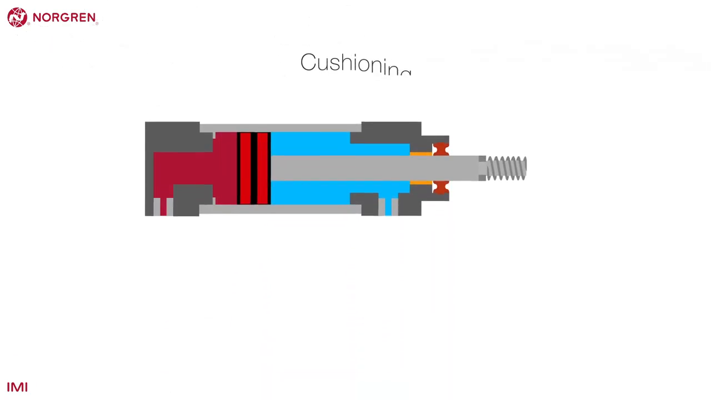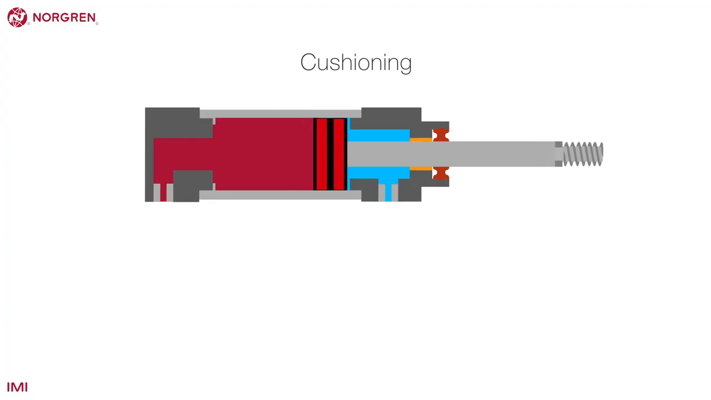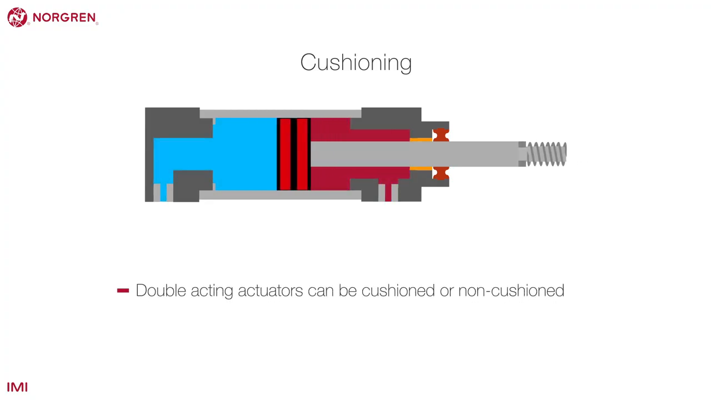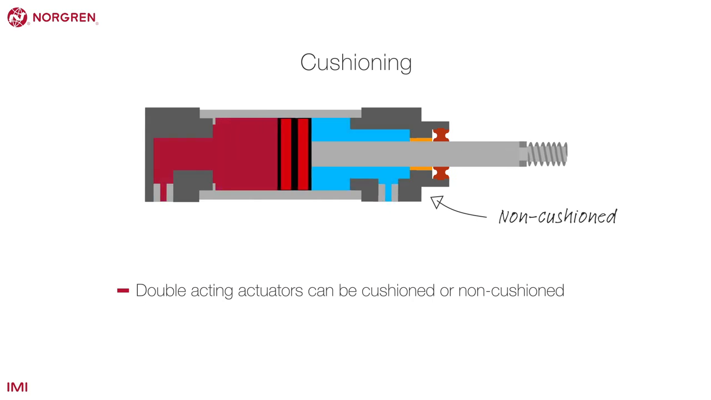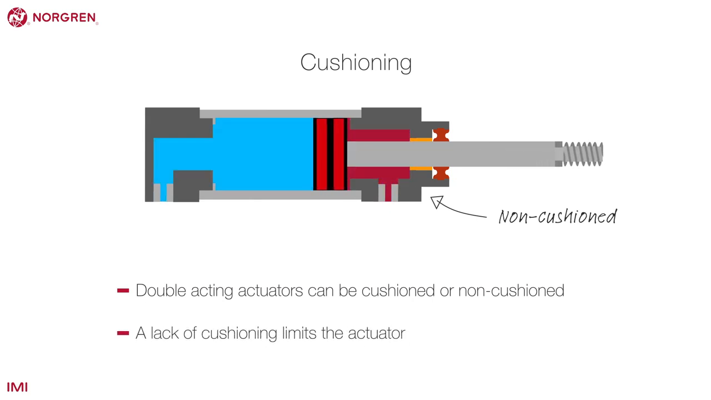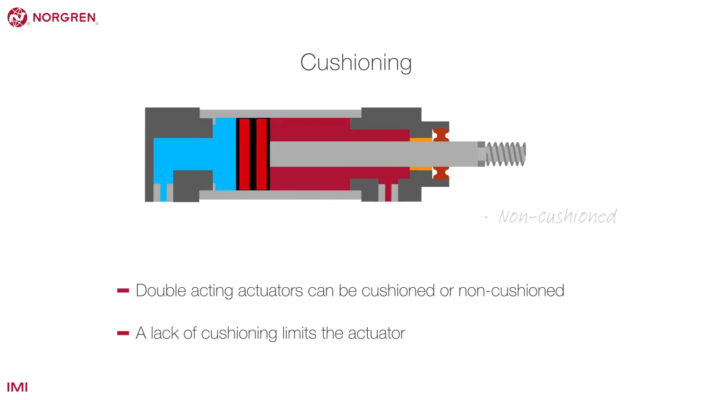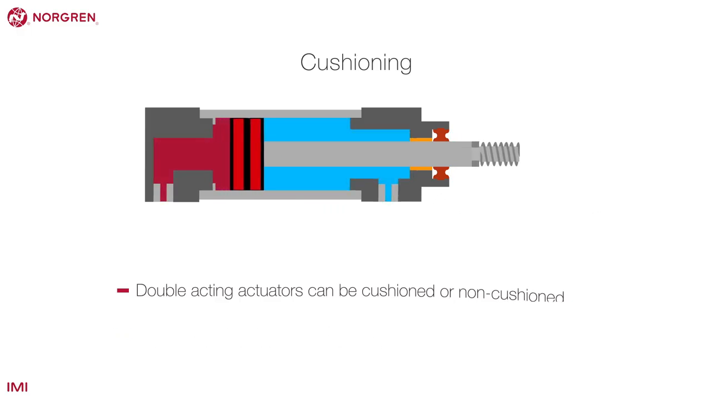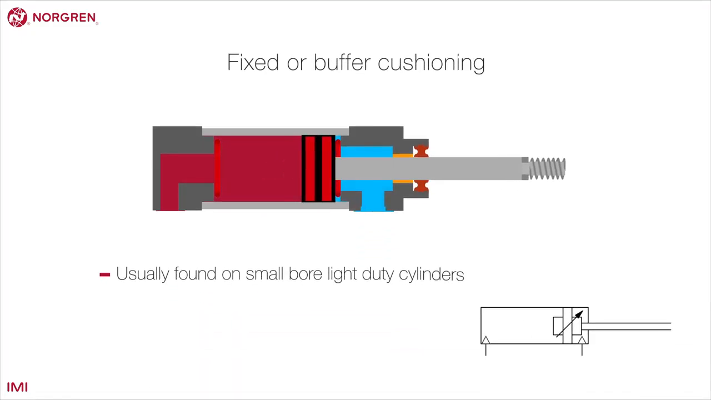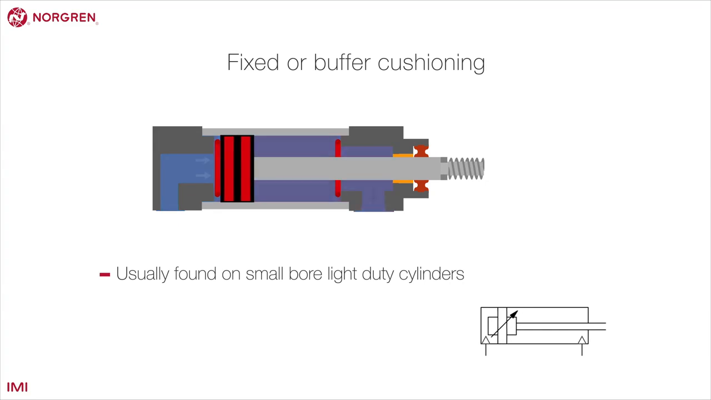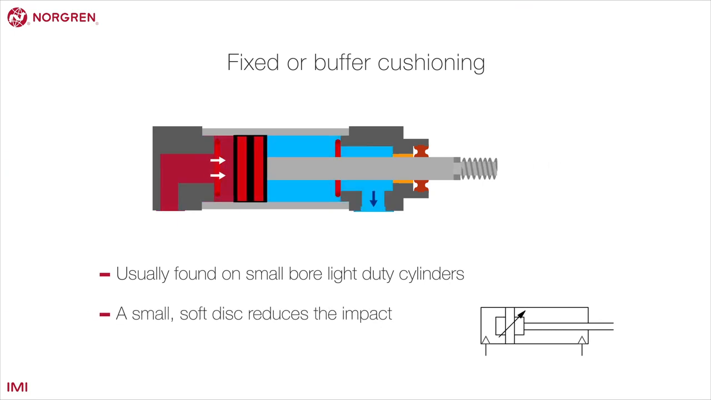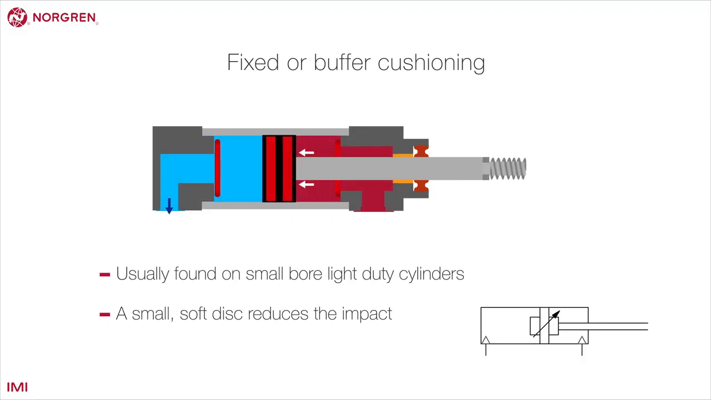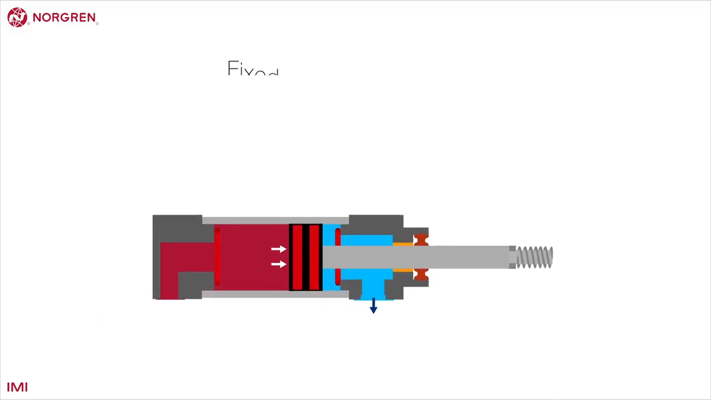When a double-acting actuator reaches the end of a stroke, it can be cushioned or non-cushioned. Here we see a representation of a non-cushioned actuator. A lack of cushioning limits the usage of the actuator and makes it more suitable for full-stroke slow operation. The simplest form of cushioning is fixed or buffer cushioning, usually found on small-bore light-duty cylinders. A small disc made of a softer material reduces the impact of metal on metal.